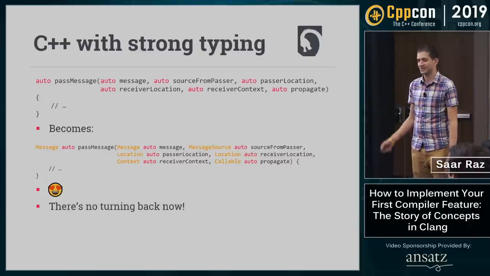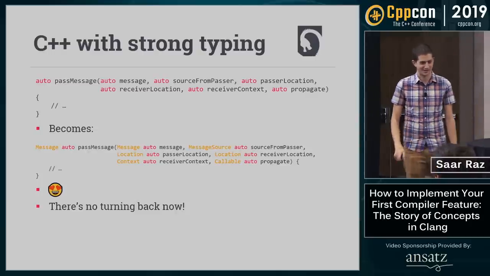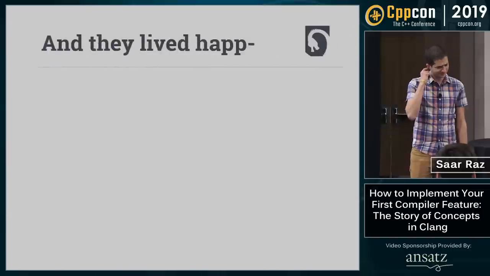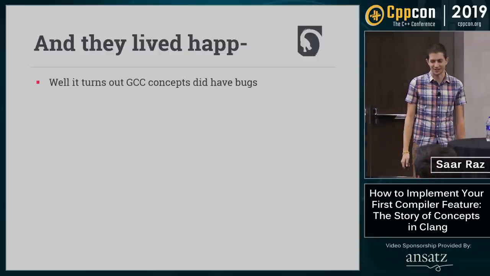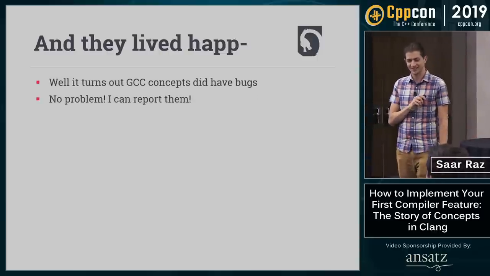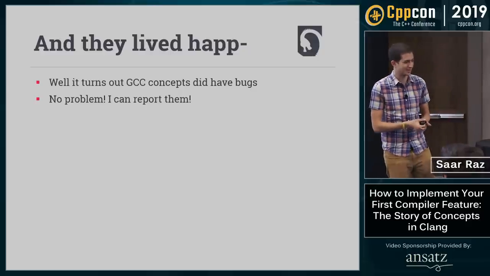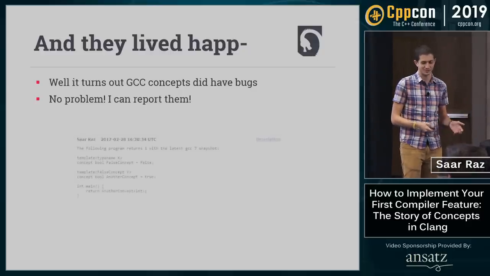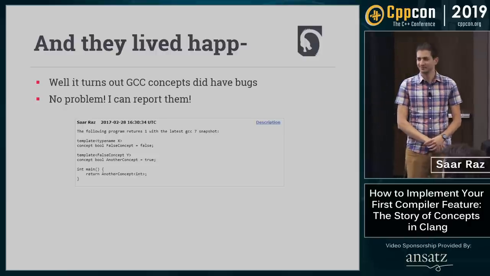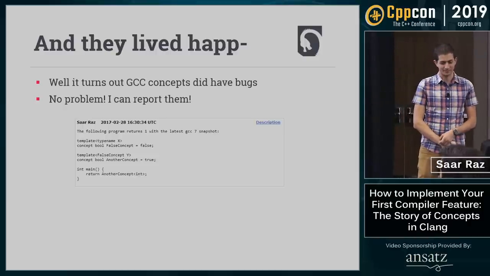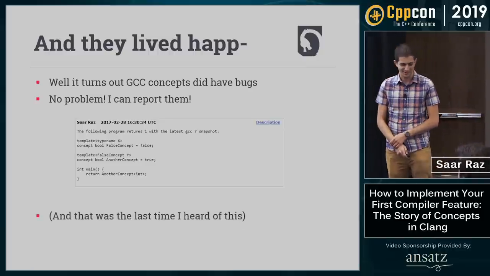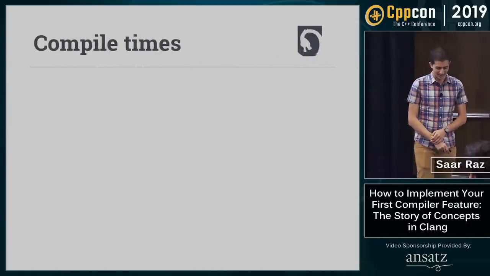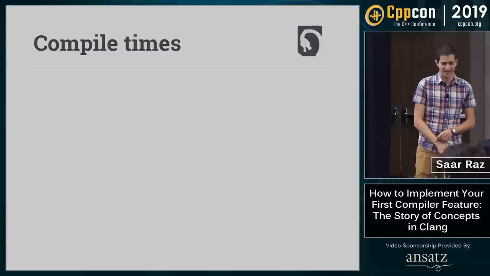Cool, so there's really no turning back after you start using Concepts. I'm sure you're going to agree with me once you do. And they all lived happily ever after until I found that GCC Concepts did have bugs. But once the compiler has a bug, it tells you to report the bug, and you can just go to the bug tracker and report it, right? So I reported this bug. And as you can see the date, this was the last time I've heard of this, 2017.